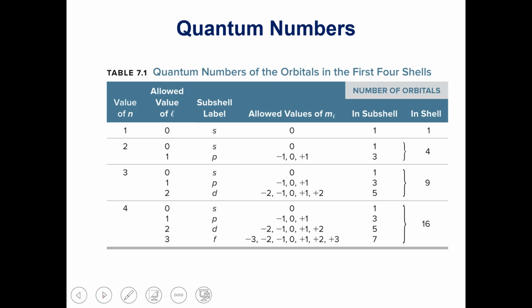This table here gives you some allowed values for n, L, and m sub L for different shells. You do not need to memorize this, because if you're given n, you can figure out what L and m sub L should be based on the allowed values that we've talked about. This is just to give you some examples here. You will not be given this table, you will have to be able to determine L and m sub L for yourself.